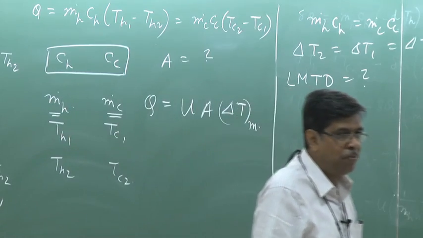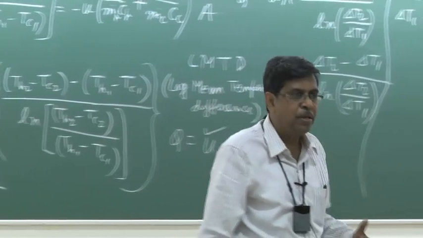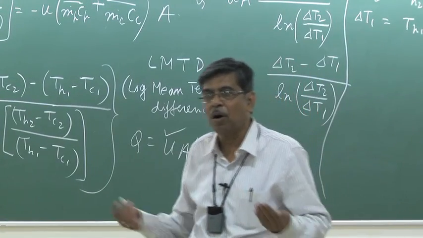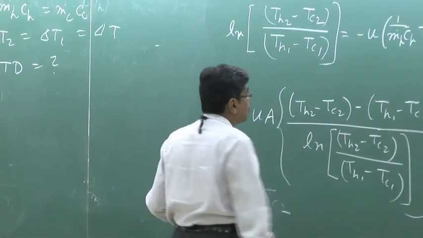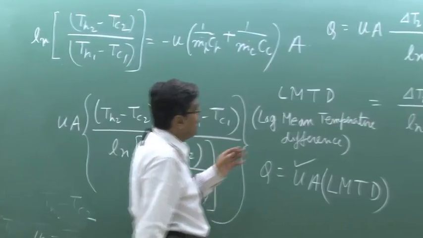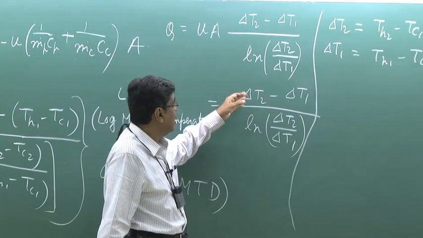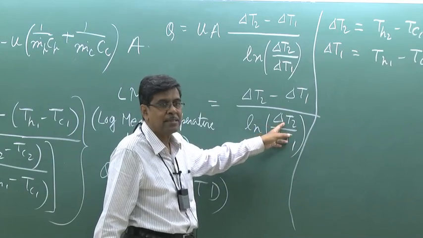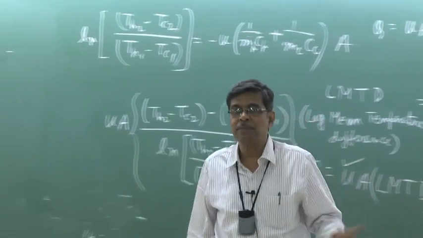It is in 0 by 0 form. So you can use L'Hospital's theorem, taking the limit. In many ways you can prove it, that it will be delta T1 or delta T2 or delta T. Very simple to prove these things. That is also left to you. We can take delta T2 by delta T1 as x. You can write delta T1 into (x minus 1) divided by ln x. Limit as x tends to 1, you will see this becomes delta T.